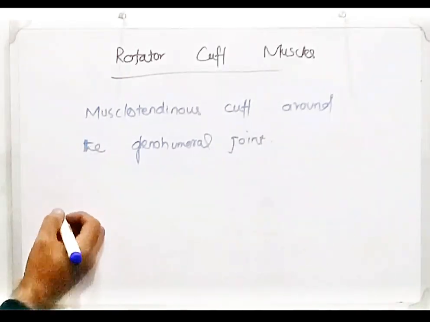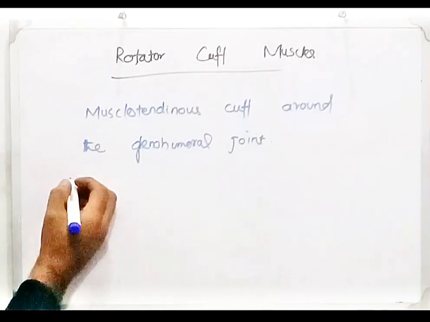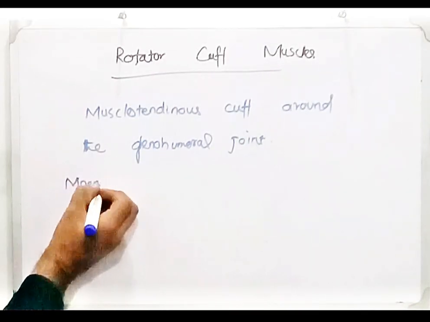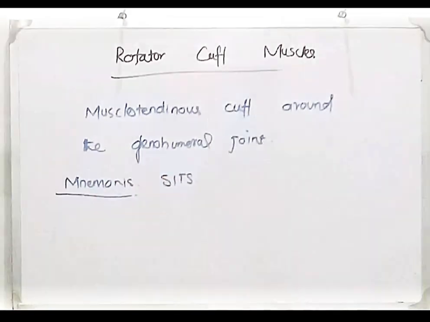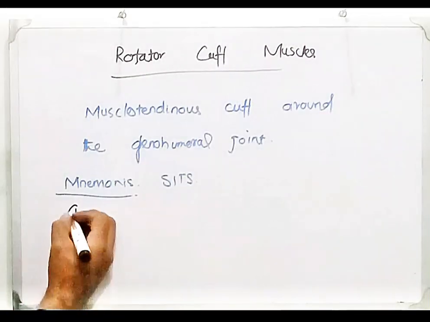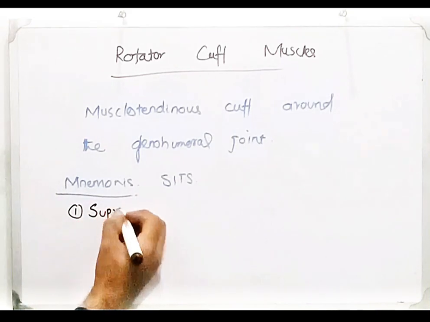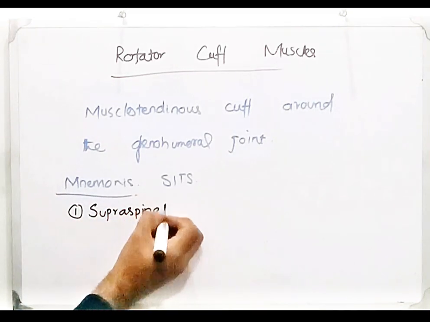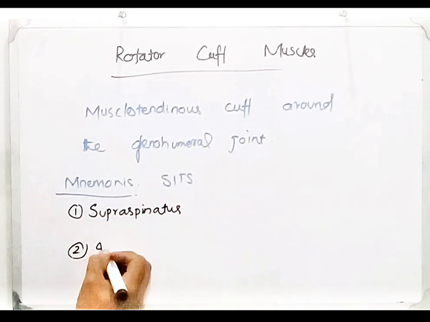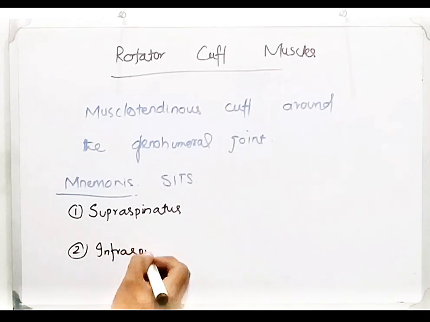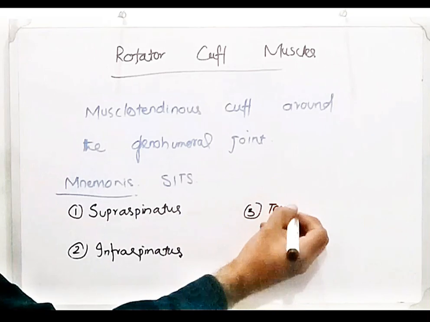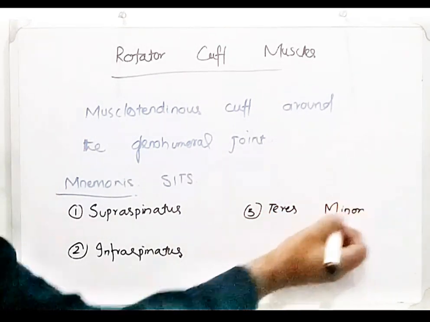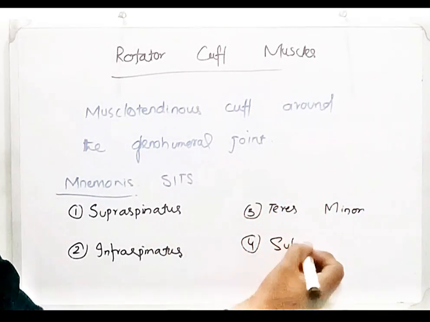Now, what are the muscle groups involved? The muscle groups are remembered by the mnemonic SITS. SITS stands for supraspinatus muscle, infraspinatus, teres minor, and the last one is subscapularis.